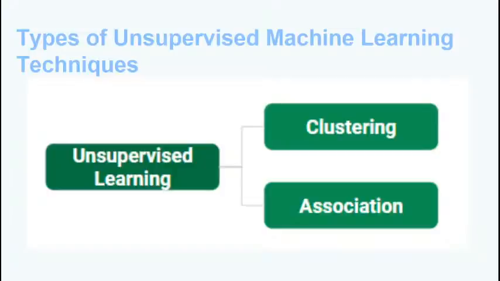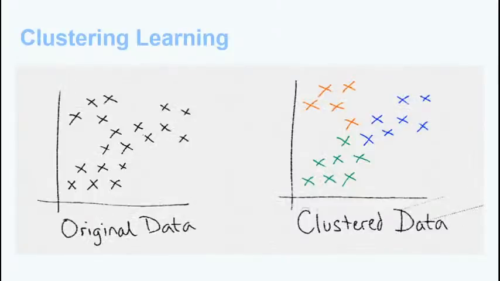Here you can see I have an original data set. For that data set, using a clustering algorithm, I will predict three different groups, that is orange, green and blue. So this is called clustering.